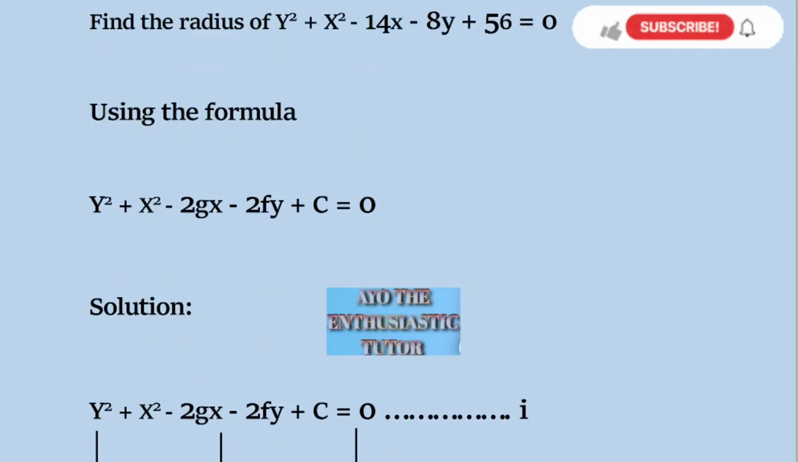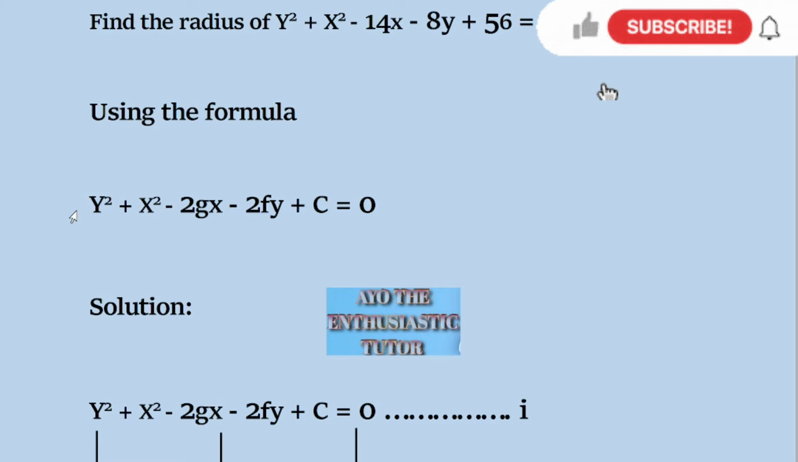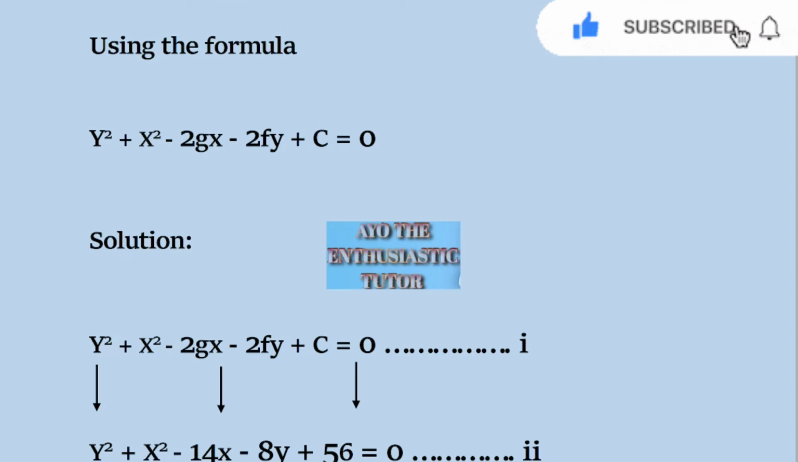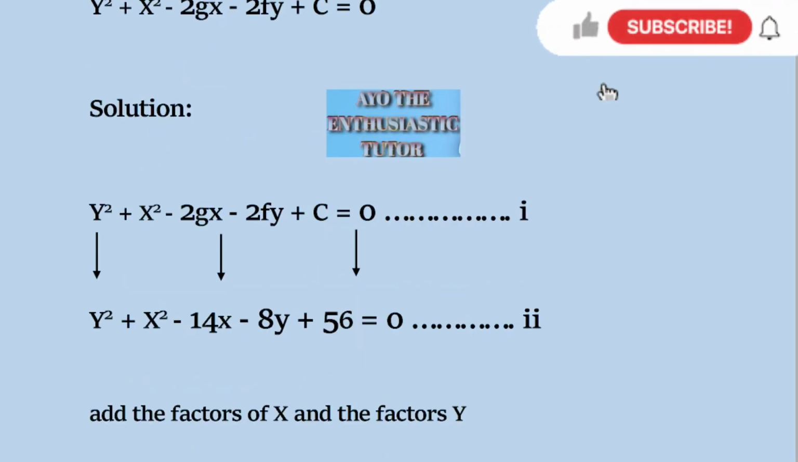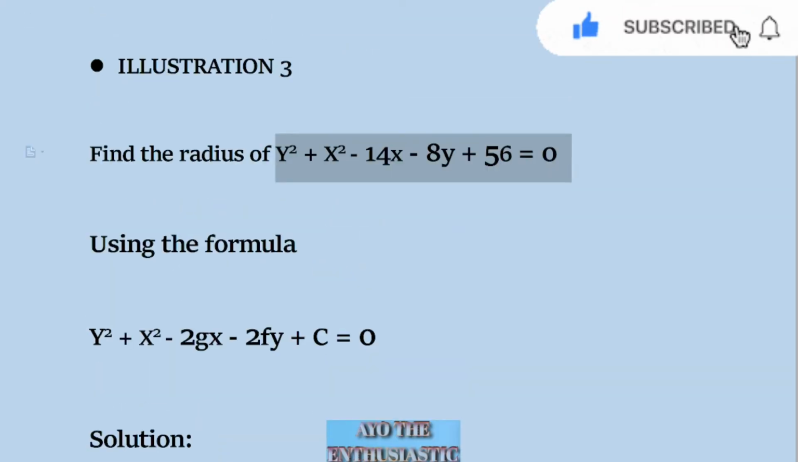Okay, this is the formula here, and this is what is expected of us. So we switch down the formula and this together. Where we have 2g, it turns into 14. Then when we have 2fy, it turns into 8. Then, let's not forget, this is what we are using here.